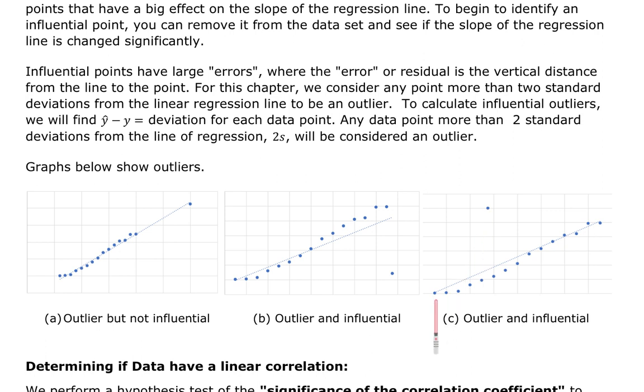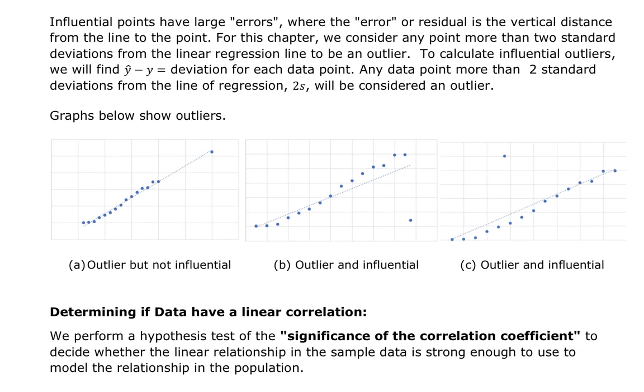Same thing over here. With these same data points, I move this dot up here, and you can see that it's going to be more than 2 standard deviations from the line, directly up above, not sideways, but straight up vertically or vertically down. You can see that those two are outliers and influential. So we're going to be worried about influential outliers.